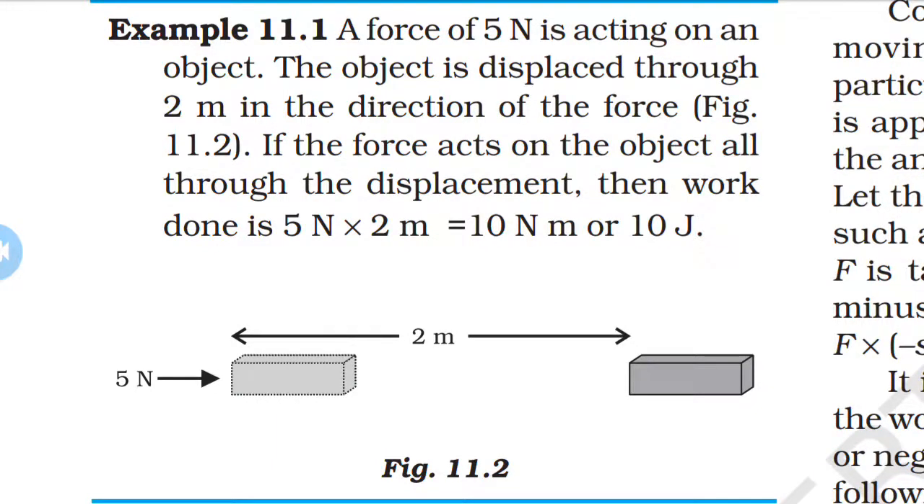Now we take example 11.1. A force of 5 Newton is acting on an object. The object is displaced through 2 meter in the direction of the force as shown in the figure. If the force acts on the object all through the displacement, then work done is 5 Newton multiplied by 2 meter. That is, W is equal to force multiplied by displacement. Force is equal to 5 Newton and displacement is 2 meter. So 5 twos are 10 Newton meter or 10 joule.